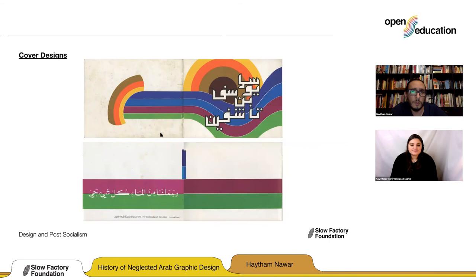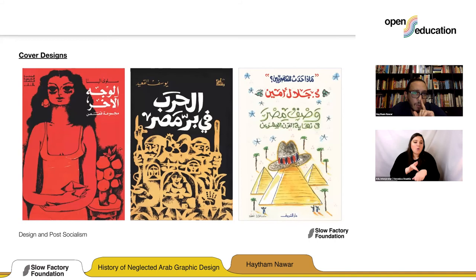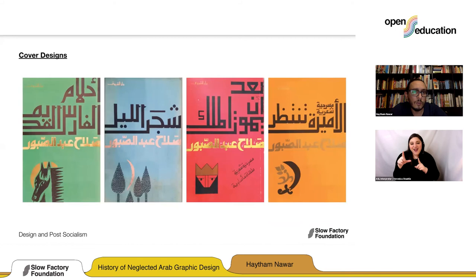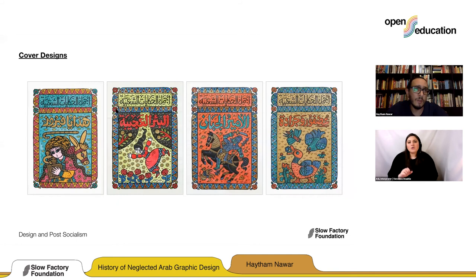And from Egypt, Helmi Touni. Quickly, cover designs by Helmi Touni. His early work was figurative illustrations and lettering, and then he moved to Bookseed with Darashru, a publishing house in Cairo. Beautiful illustrations for children, inspired by folk stories in Egypt and the Arab world. You see how he's inspired by Islamic manuscripts, the way he uses calligraphic styles, patterns, and even these vibrant colors.